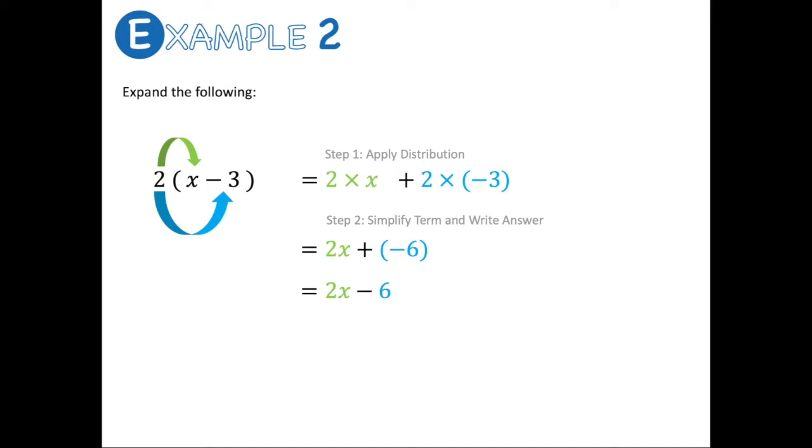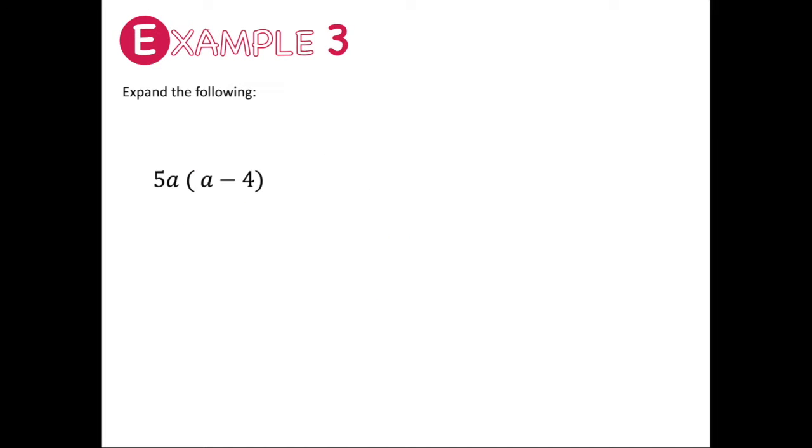Having a look at a third example, this time I've got 5a and then a minus 4 inside the bracket. Going ahead and applying my distribution, taking my 5a term outside of the bracket and multiplying it by my first term in the bracket is going to be 5a times a. And then I'm going to go back and multiply the 5a by my second term inside the bracket, which is negative 4. So it's going to be plus 5a times negative 4.